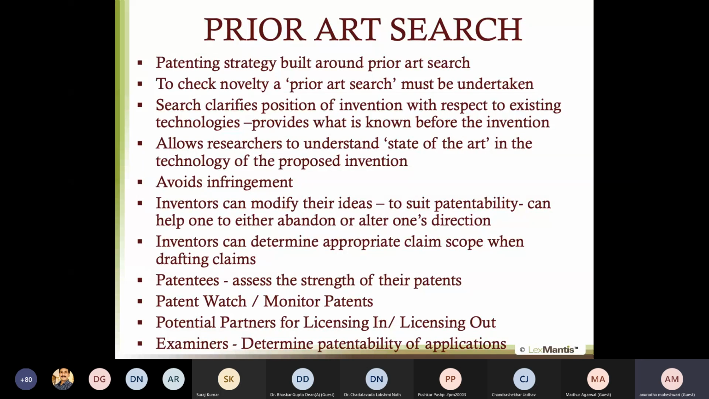Now, prior art search is something that we do before we embark on patenting. Like, for example, if people come to me and say, we want to patent.